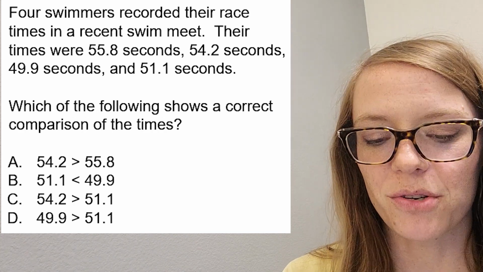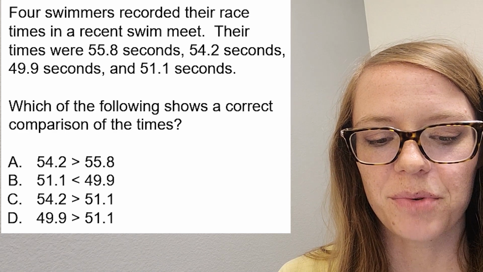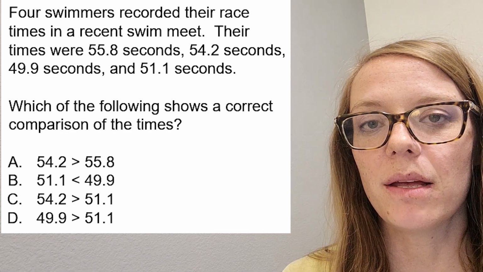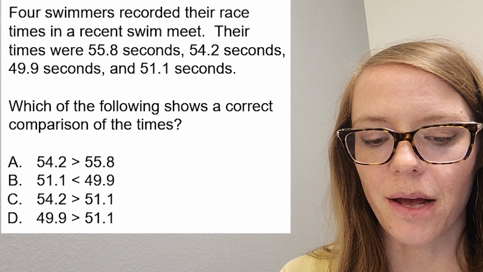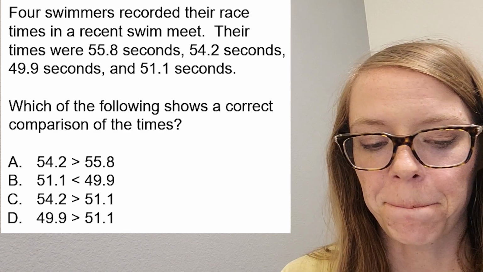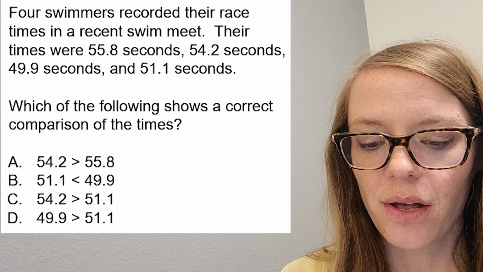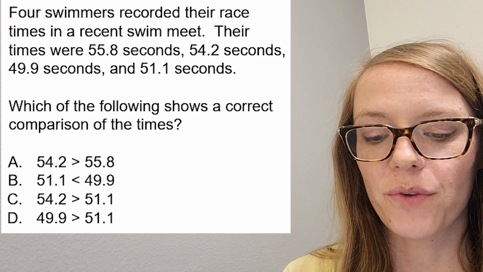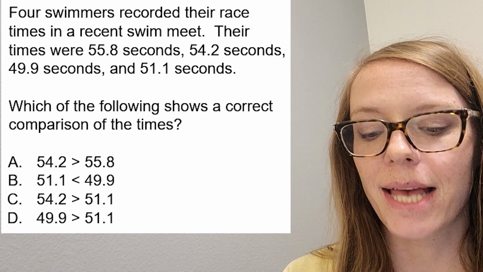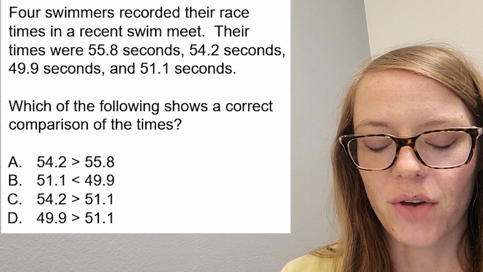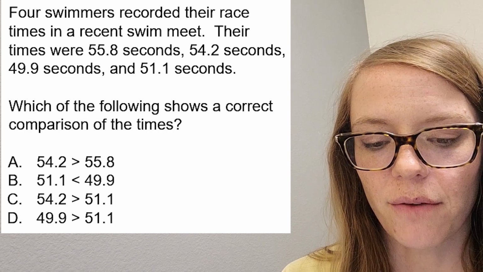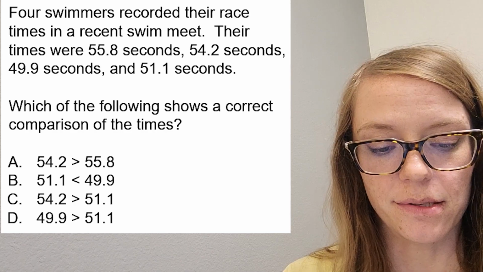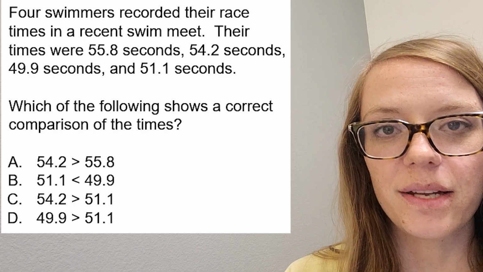So it says 4 swimmers recorded their race times in a recent swim meet. Okay, so even if I don't know a whole lot about swimming, that first sentence just sets it up. These are different times for something. Then it says their times were 55, and I'm going to try to say this the mathematical way, 55 and 8/10, then 54 and 2/10 of a second, 49 and 9/10 seconds, and 51 and 1/10 seconds.